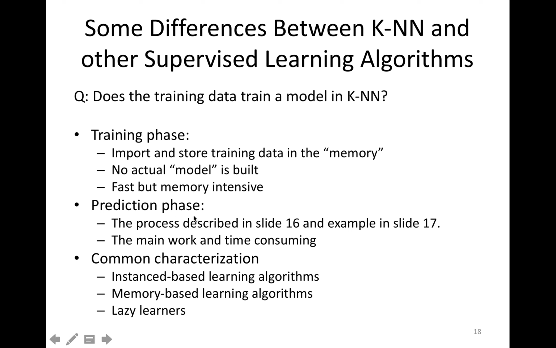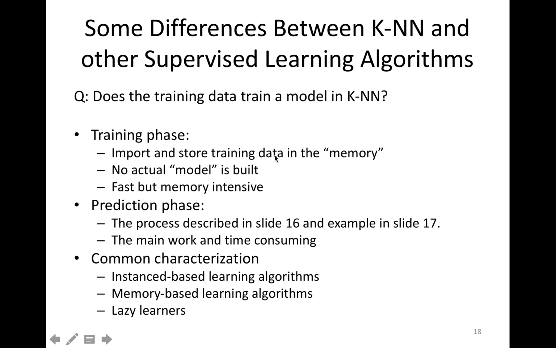So most of the work is here, which we went through on slide 16 already, where you know that once you get into prediction phase for your testing, given a testing data set, or given a whole data set and you want to do cross-validation, it will start to calculate similarity, find k-nearest neighbors, and do voting to estimate the target variable for every testing instance. We saw the process on slide 16, and talked about it using the example in slide 17. So this is the main work.